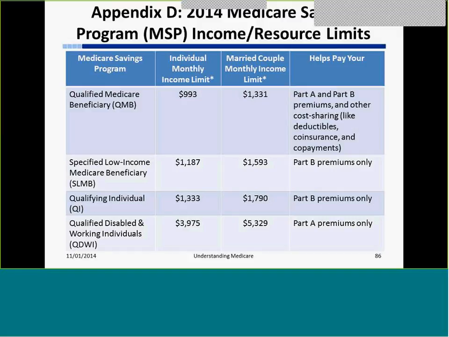So if I make less than $993 a month and I'm an individual, single person, I should be able to qualify for QMB status, and Medicaid pays my Part A and Part B premiums and my other cost sharing, so that pays everything. Here's my income limit there, $1,331: SLMB, specified low-income Medicare beneficiary. I make a little bit more money, so I don't get all my deductibles and co-insurance, but I do get my Part B paid, and here's qualified individuals and some of the others there. But the more common ones are QMB and SLMB. So that's our basic Medicare.